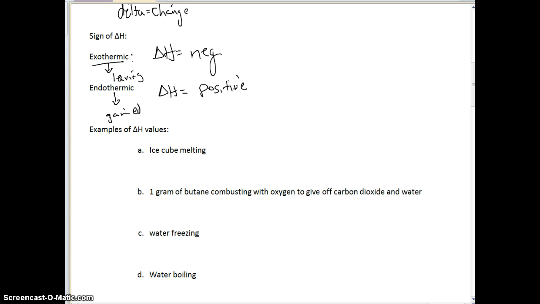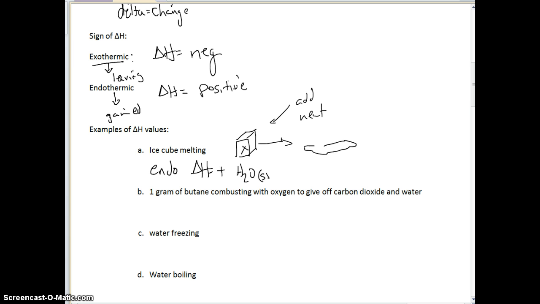So here we go. Let's say we have an ice cube melting. If we have an ice cube, which is obviously H2O in its solid form, in order to get it to melt into maybe a puddle of water, we have to add heat. And if we add heat and our focus is the ice cube, what that means is heat is going in. This is endothermic, and so our delta H value is going to be positive, whatever positive value that actually is.